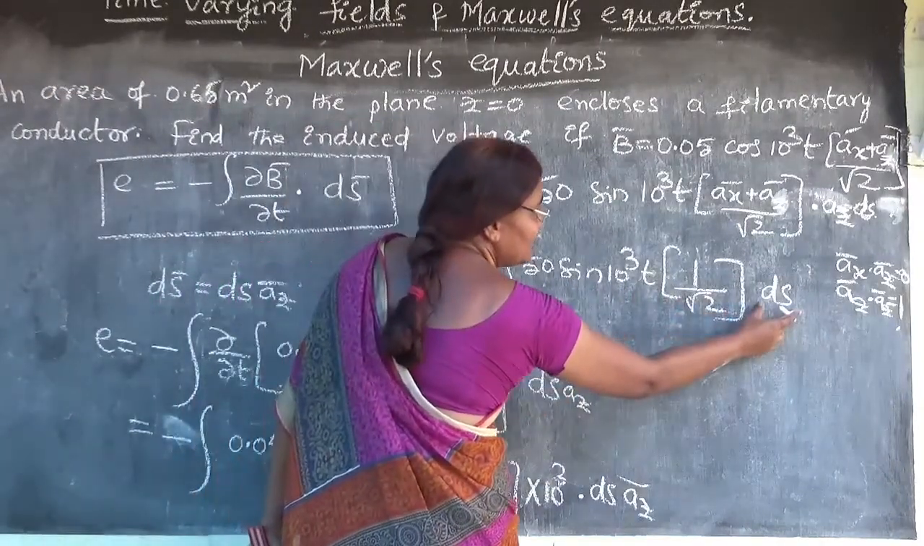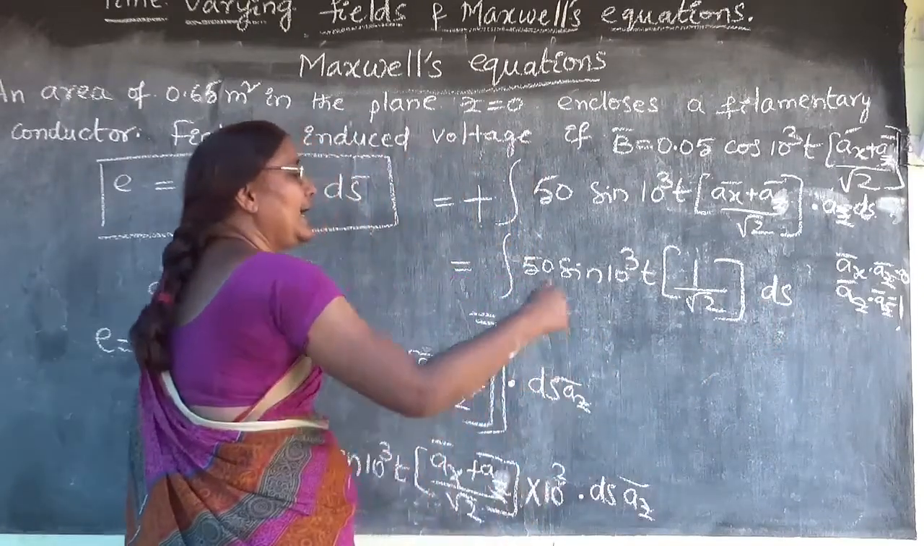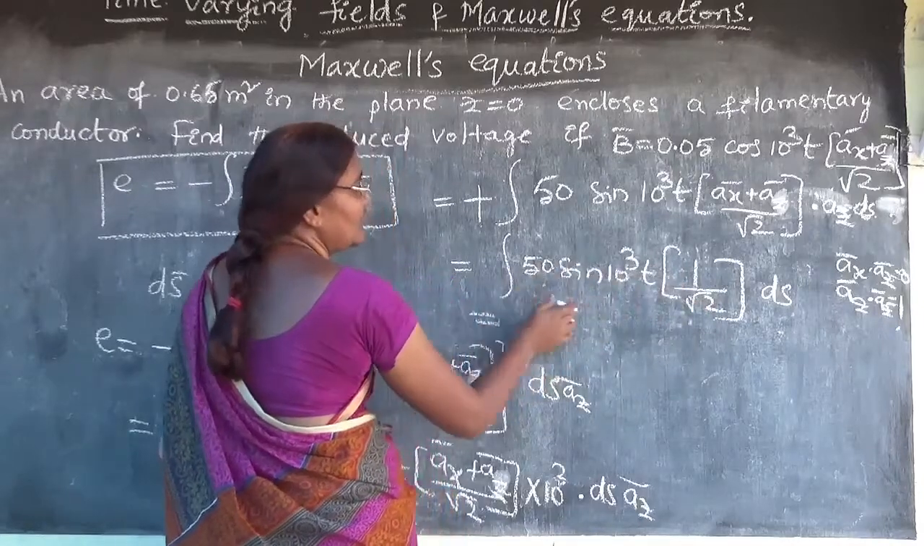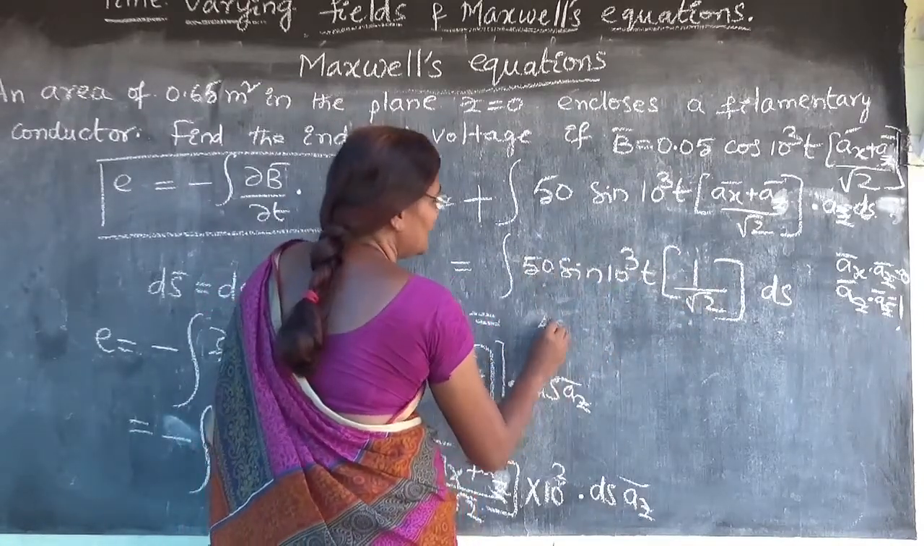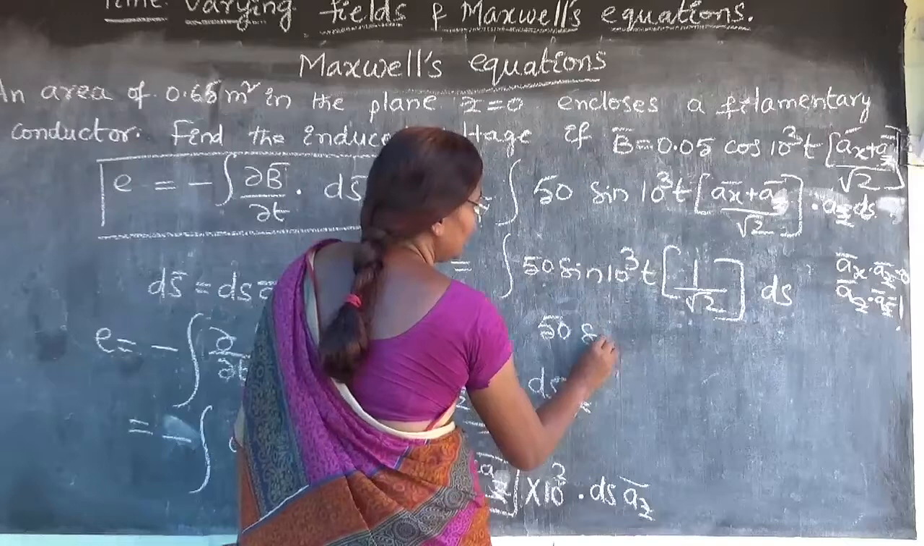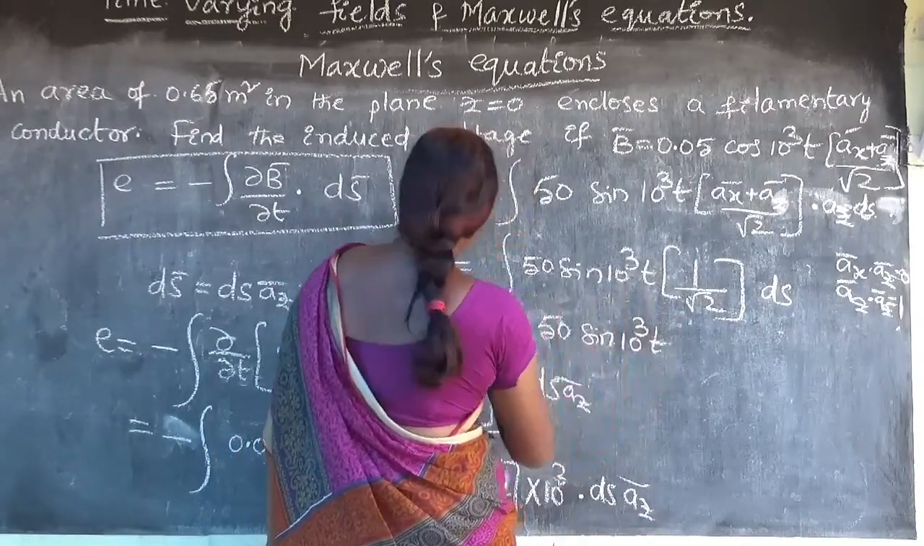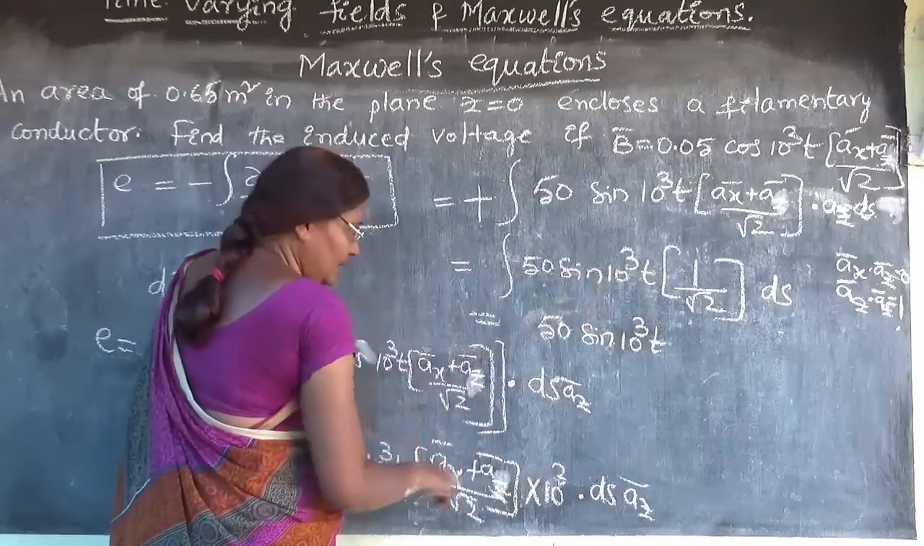Now my differential is ds. So I have to differentiate with respect to area. So the total quantity will be constant. So I will take this out. Sin 10 cube t. ఇందాక డో బై డో టీలో విత్ రెస్పెక్ట్ టు టీ అయిపోయింది అది.